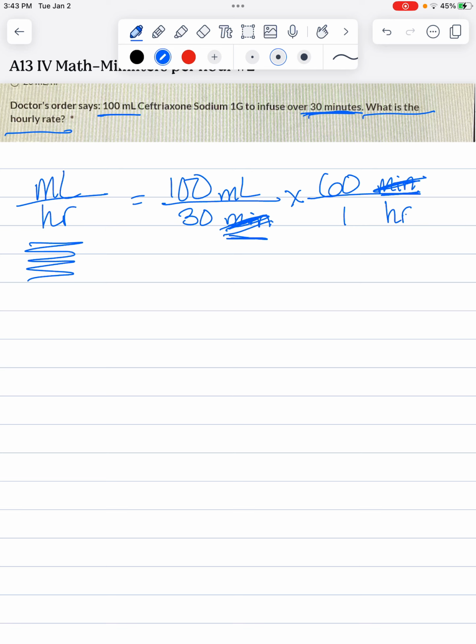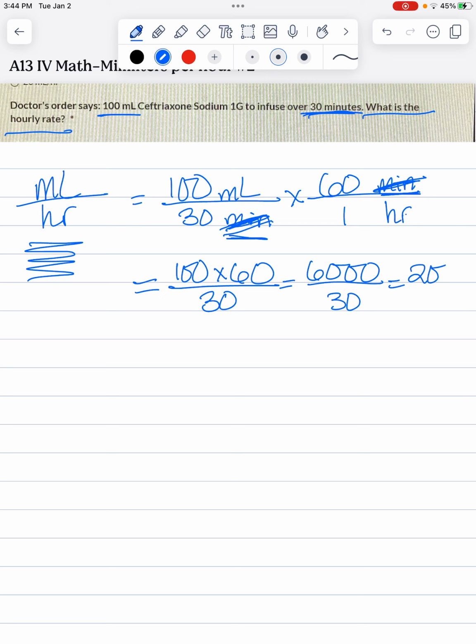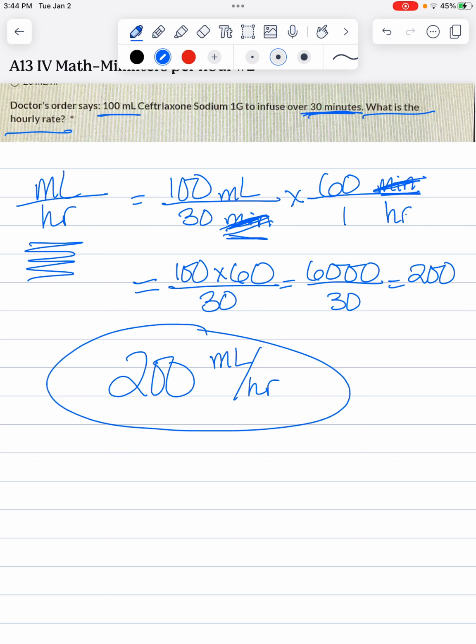All right, so at top I get 100 times 60 over 30 times 1. I'll leave that as 30. That's equal to 6,000 divided by 30. And that's going to be equal to 200. Okay, so 200 mLs per hour. And that is your answer.